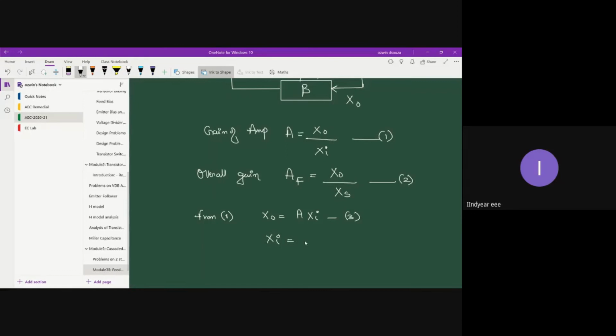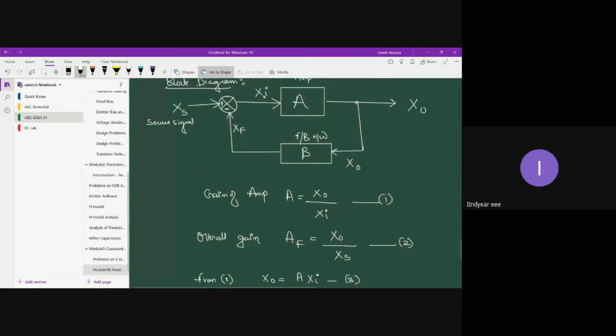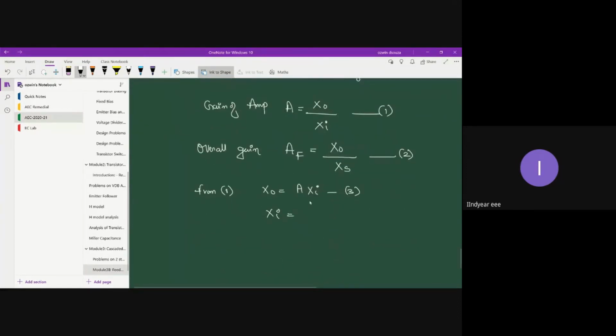And xi is equal to, okay, what is xi? Xi is equal to the difference of the source signal and the feedback signal, because the source signal is connected to the plus part of the mixer and the feedback signal is connected to the minus part of the mixer. So your input signal xi is basically the source signal minus the feedback signal. Okay, let's take it as equation 4.